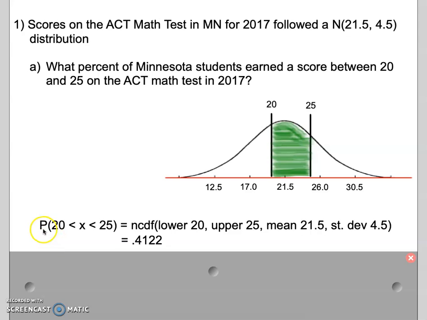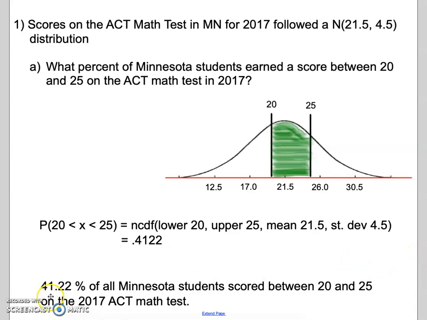Okay, showing my work. The proportion of the data that is between 20 and 25 using our Algebra 2 notation equals normal cumulative density function, lower value of 20, upper of 25, mean of 21.5, standard deviation of 4.5. That's how you show your work. Answer: 0.4122. Now, final answer to the problem then. 41.22% of all Minnesota students scored between 20 and 25 on the 2017 ACT math test.